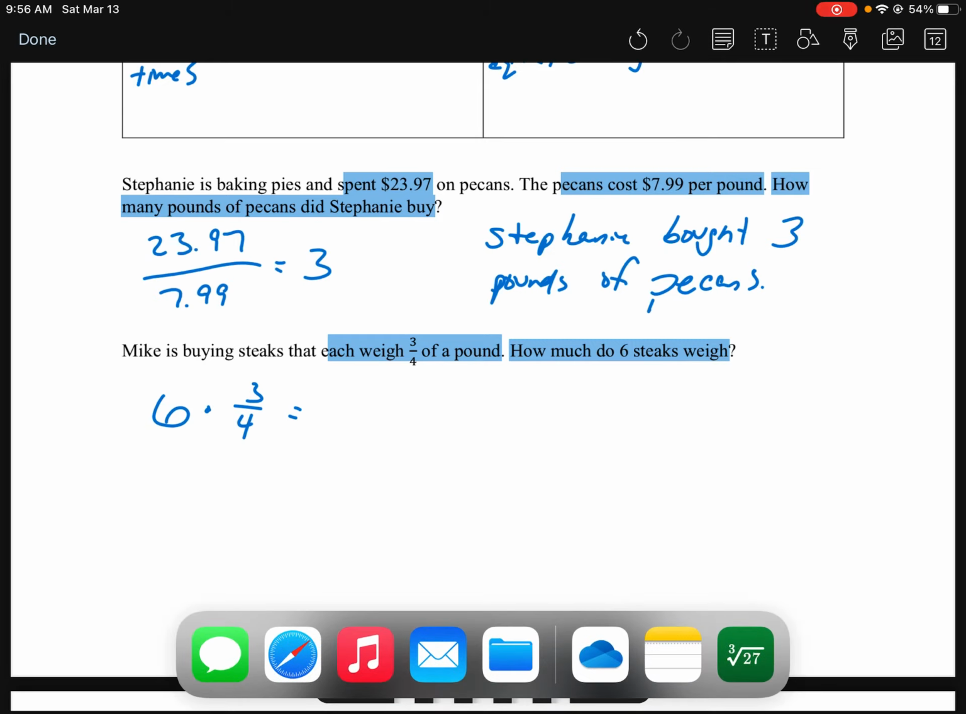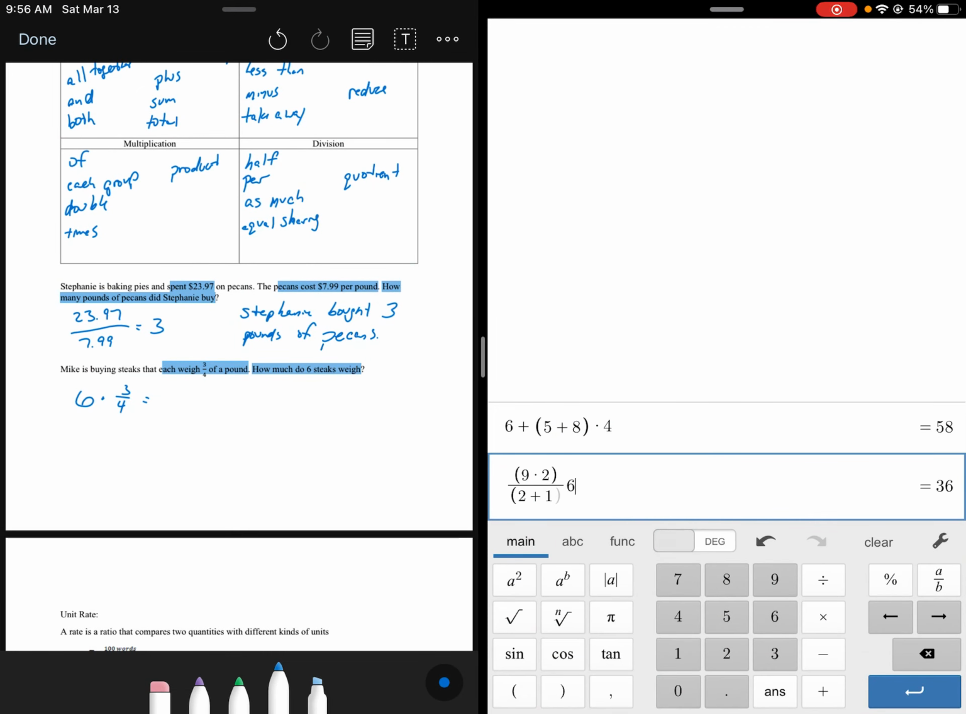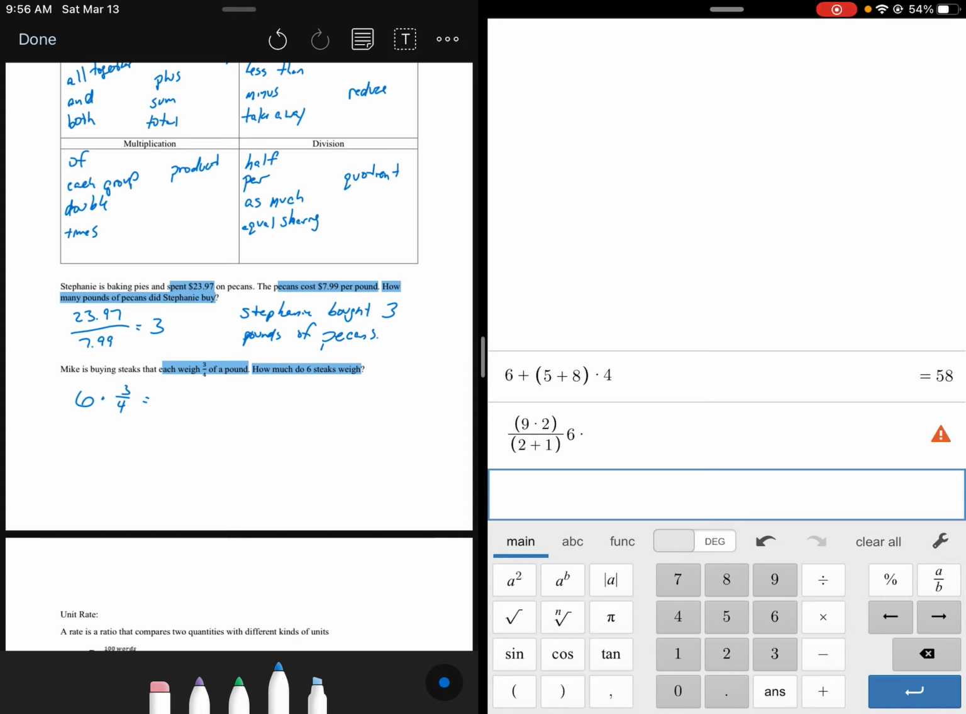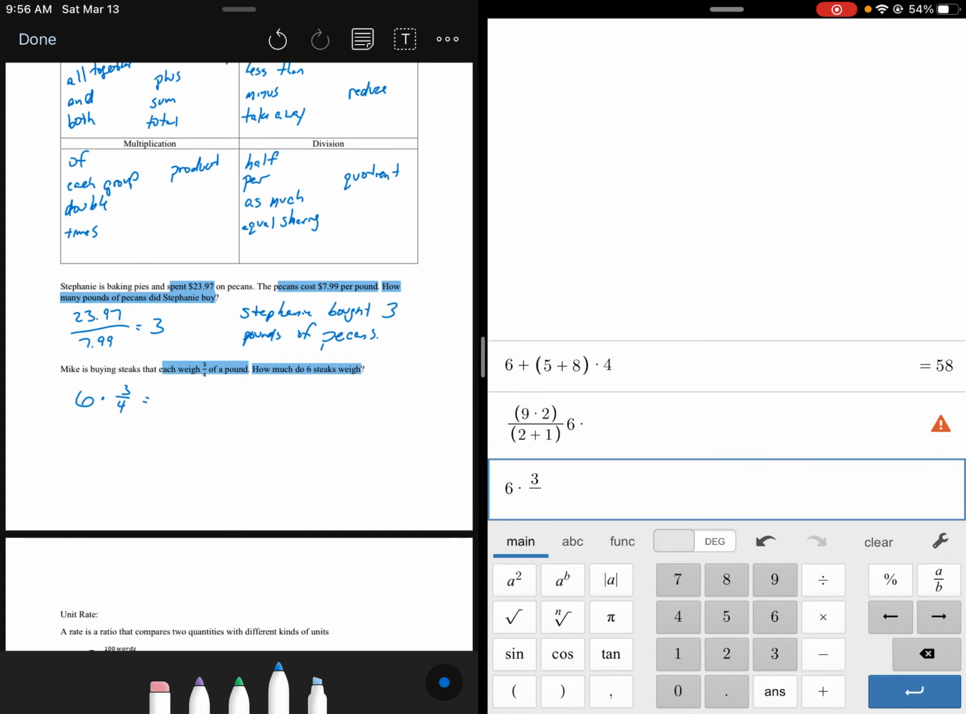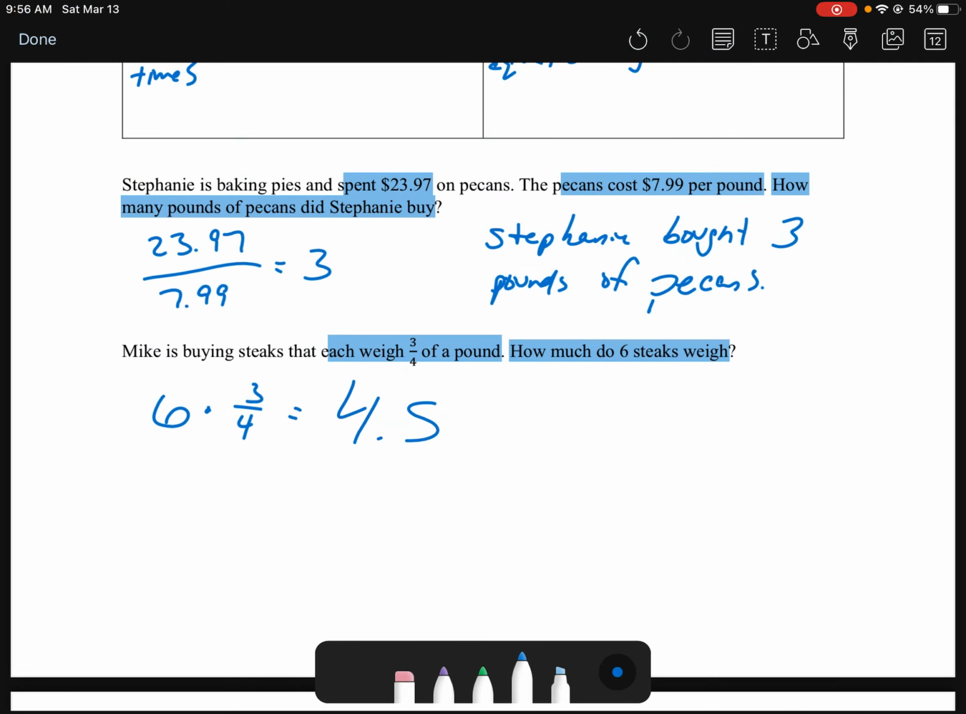If you're unable to do this in your head, again, take out your calculator. What is 6 times 3/4? 4.5. Making sure we're going through and answering our question, 6 steaks weigh 4.5 pounds.